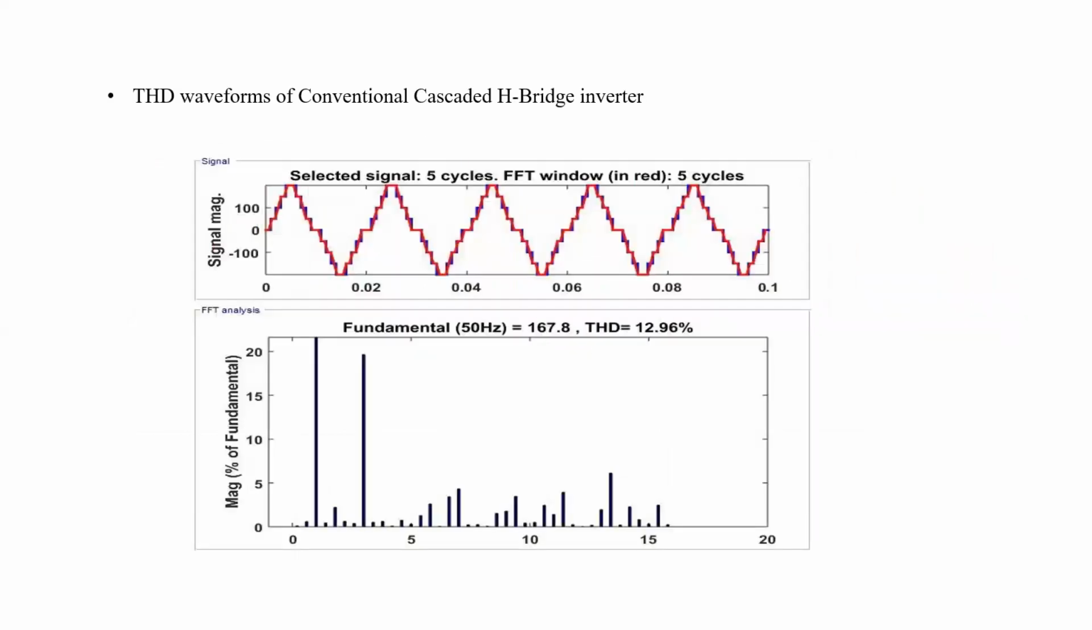This is the THD waveform of the conventional cascaded H-bridge inverter. The THD value is 12.96 percent for the conventional H-bridge inverter.